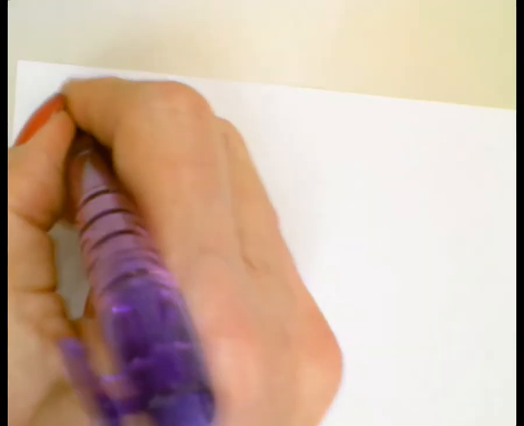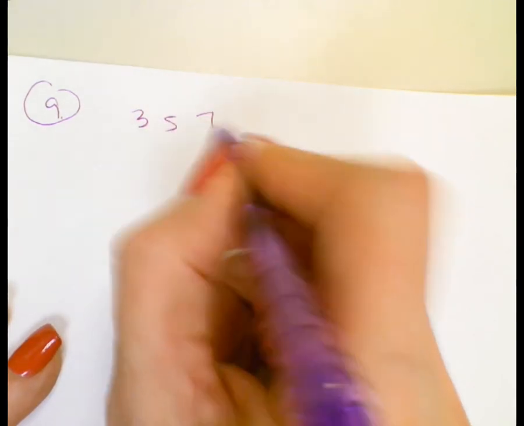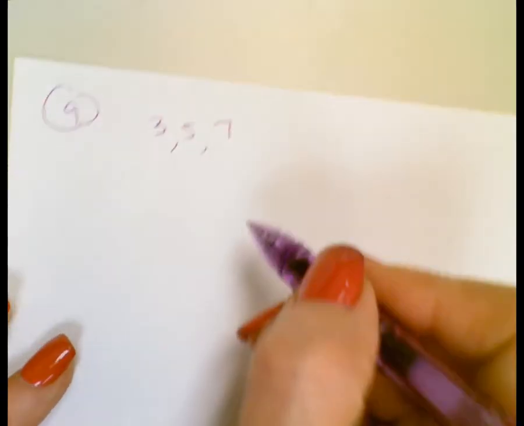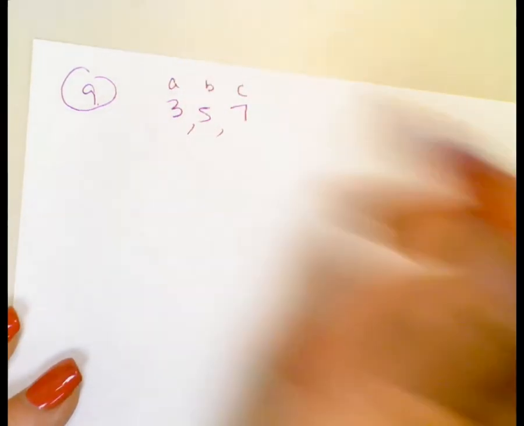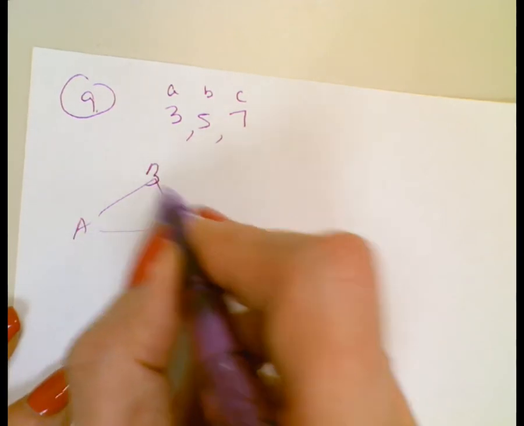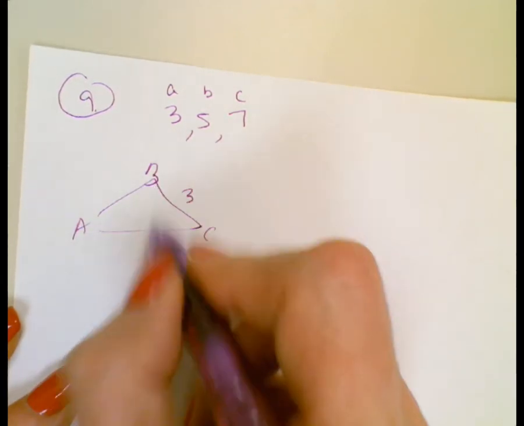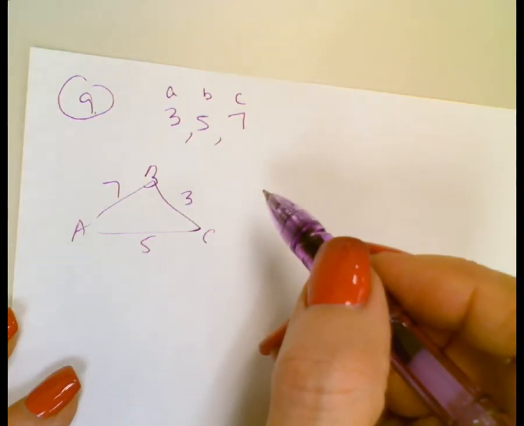So number 9. What is the measure of the largest angle in a triangle with sides 3, 5, and 7? The largest angle. So let's just call this A, B, and C. It doesn't matter. Okay, so if you have a triangle, you have angle A, B, and C. We'll say A is 3, we'll say B is 5, we'll say C is 7. So what is the angle, measure of the largest angle?